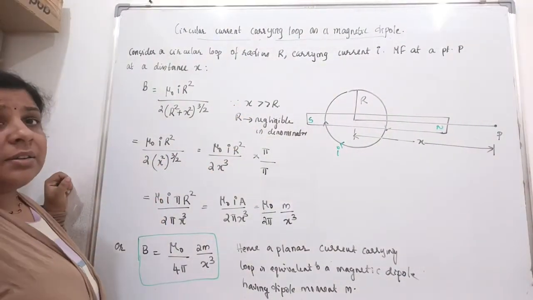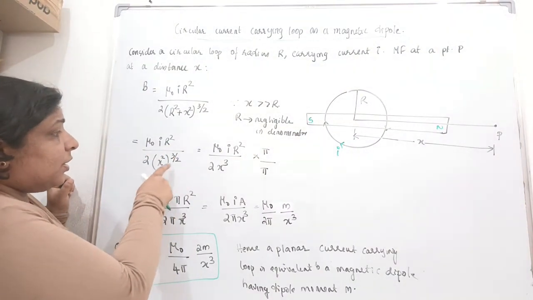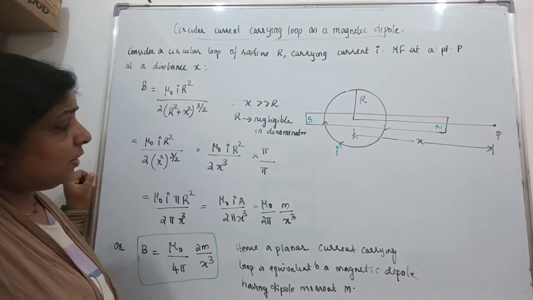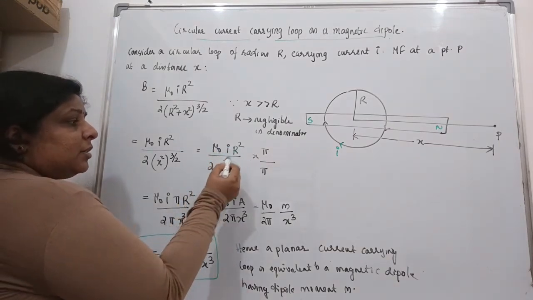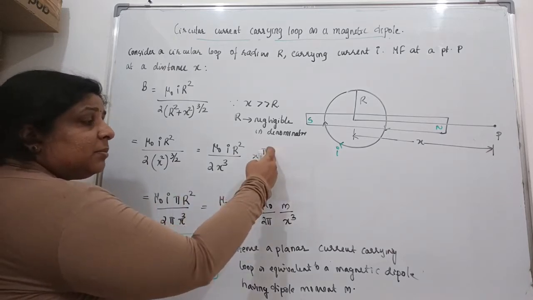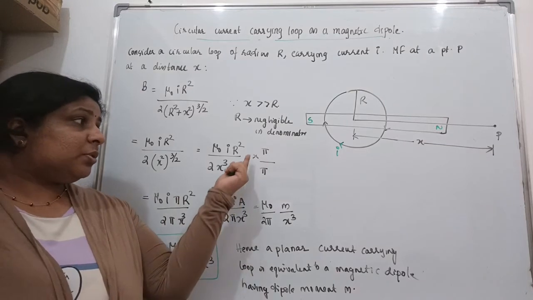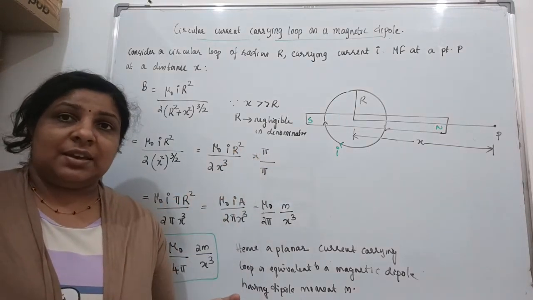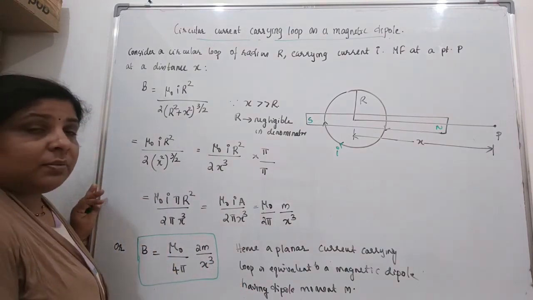So if you neglect r in the denominator, mu 0 I r square divided by 2 x square raised to 3 by 2. x square raised to 3 by 2, if you solve, you will get it as x cube. Okay, so mu 0 I r square divided by 2 x cube. Now in the next step, we will multiply numerator and denominator by pi. Why we are doing that is because over here we have r square, and pi r square is the area of a circle. So for that I'll multiply numerator and denominator with pi.